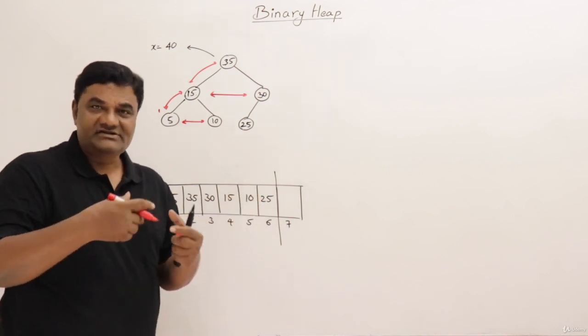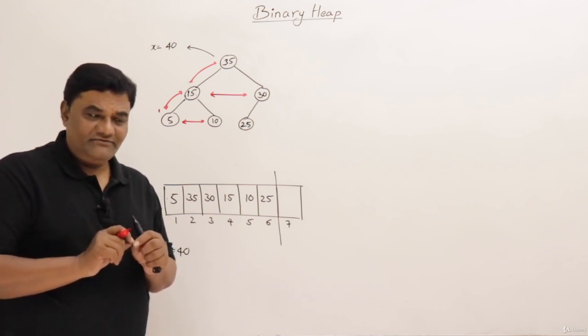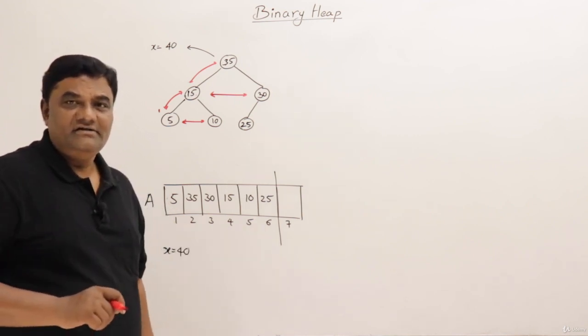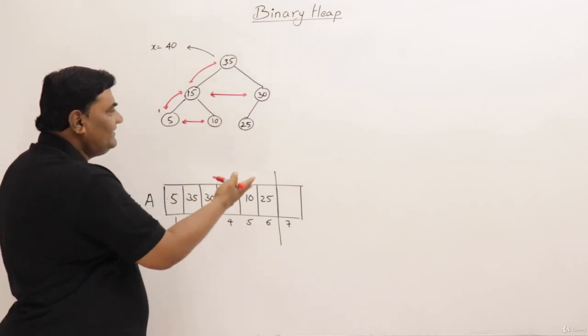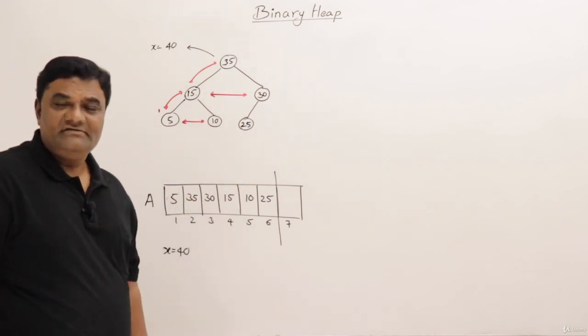So the procedure was to compare the children. First find out which child is greater. Then compare with the element. If the element is smaller than any of the children, then interchange with that child. So now it is perfectly adjusted. It is forming a max heap once again.